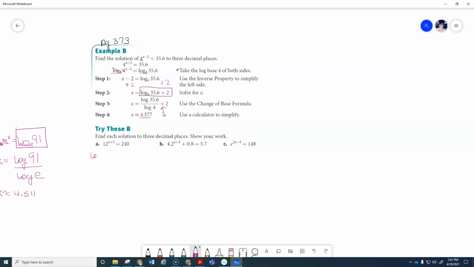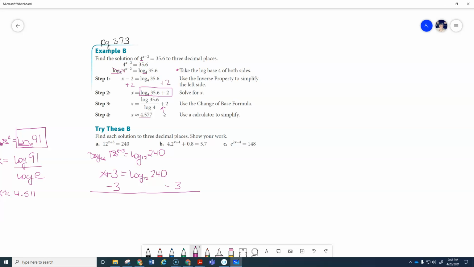So I'm going to do log base 12 of 12 raised to the x plus 3, and that's going to be equal to log base 12 of 240. Now the log base 12 and the 12 simplified down to just x plus 3, and then this is a value that can be typed into a calculator. However, my x is not by itself, so I'm going to do one more thing to get the x by itself, and I'm going to subtract 3 from both sides.